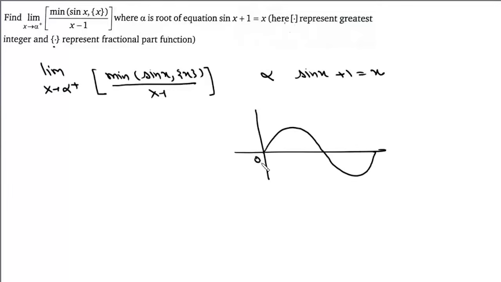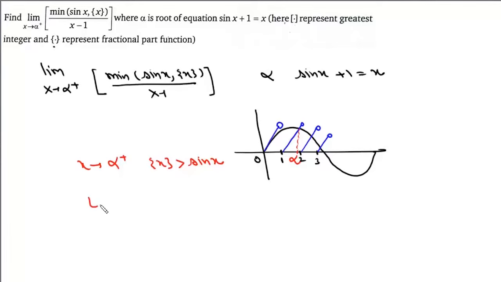that's the graph of sin x. Now this is 0, this is 1, 2 and 3. Between 0 to 1, this is x. Then we'll have one solution here, then one more solution here, and one more here. Whichever solution we take, if this is alpha, then in the neighborhood of alpha positive, fraction part of x will always be greater than sin x. So that means this minimum of sin x and fraction part of x will always be sin x.